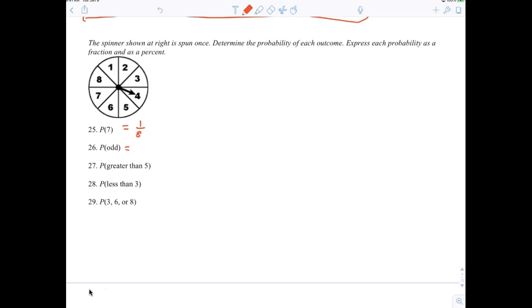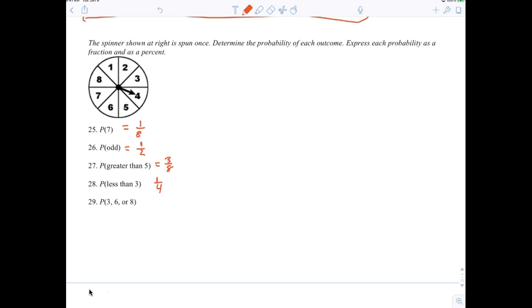Diesel, what's the probability of getting an odd number? Half. Very good. Half. Jack, what's the probability of getting a number greater than 5? 3 out of 8. Good. Bradley, what's the probability of getting a number less than 3? 1 out of 4.